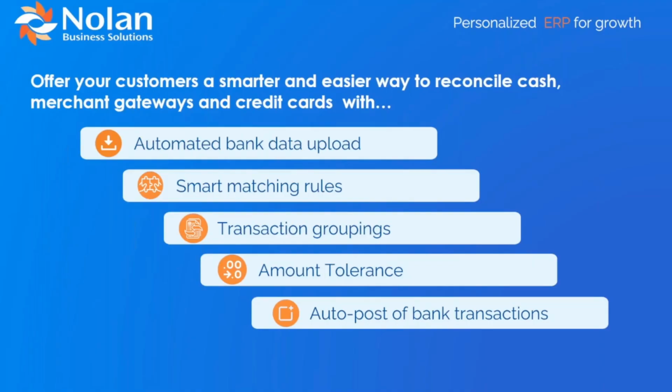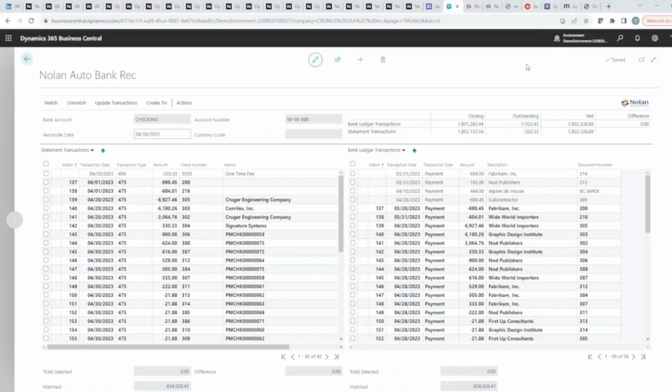So now I'm going to switch up here and jump live into my Business Central environment and walk you through our tool. So now we are looking at the Nolan Bank Rec window inside of Business Central. And the first thing you're going to notice is up top here, we give you information about the bank account that you're working on. And we give you the balances from both the bank ledger as well as the bank statement.